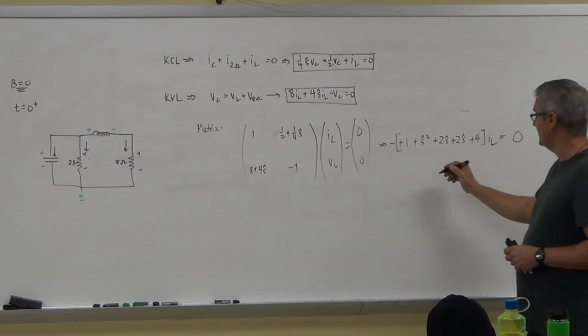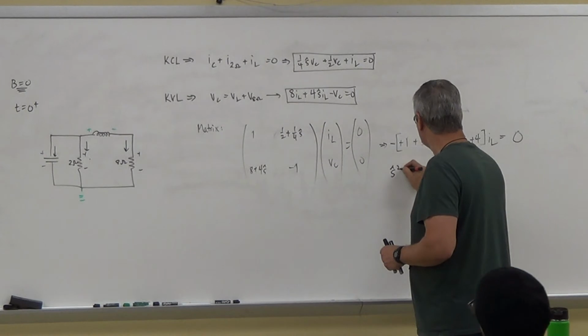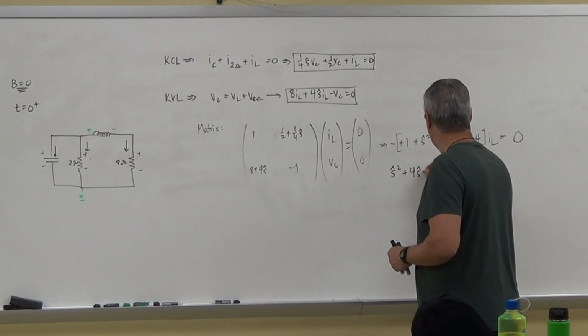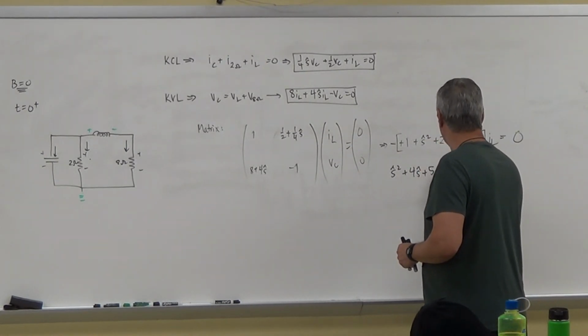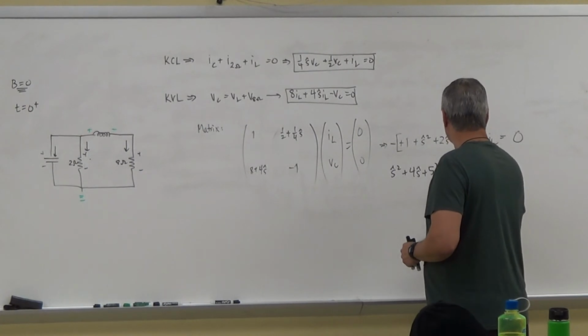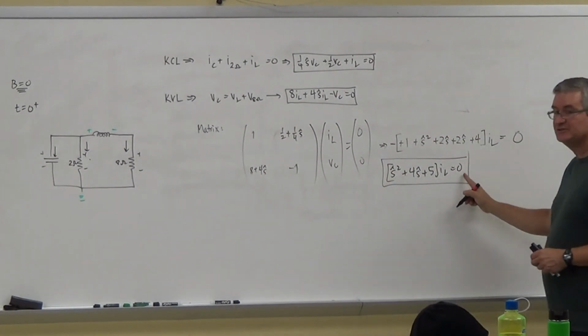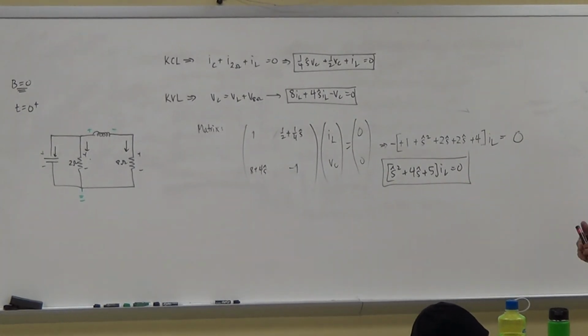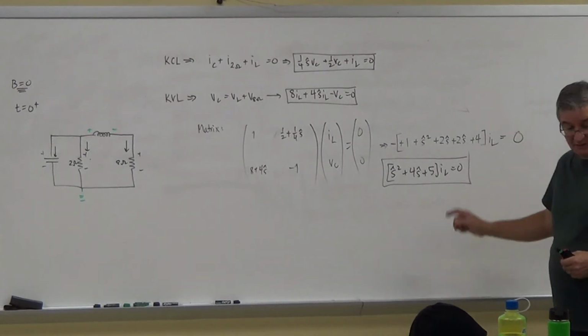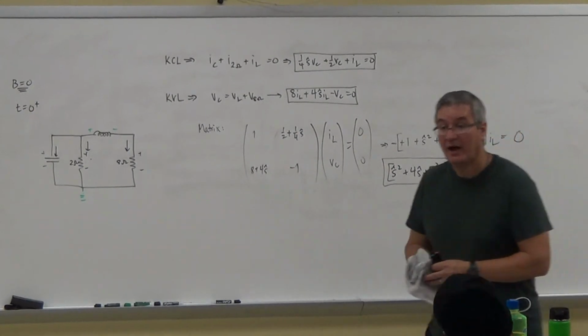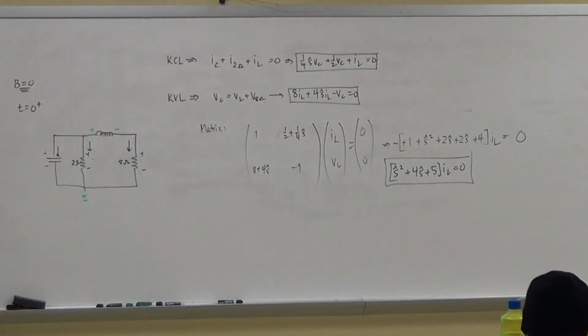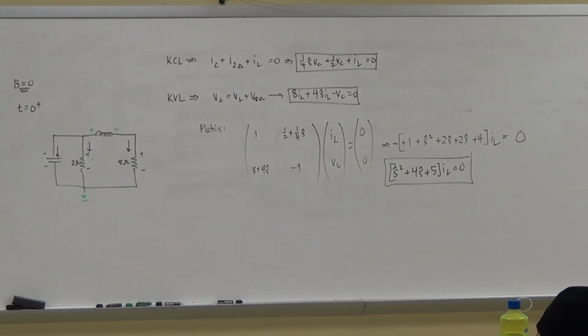So then if I do this, I'm going to get S hat squared plus 4 S hat plus 5, IL equals to 0. And that's a good sign. That doesn't mean I'm right, but that's a good sign, because that means that I'm agreeing with what I expected here. So now, let's go get the terms.